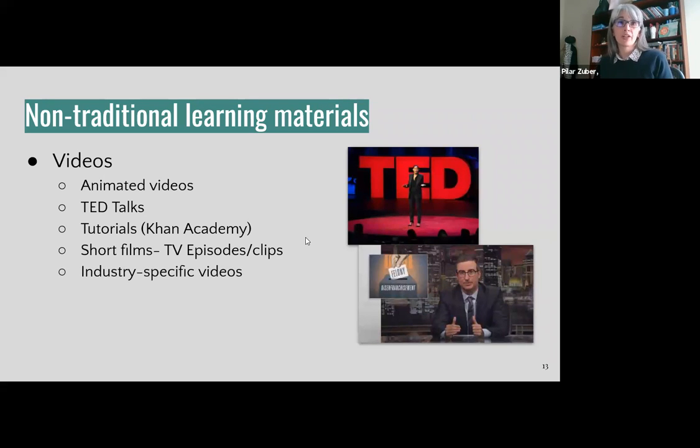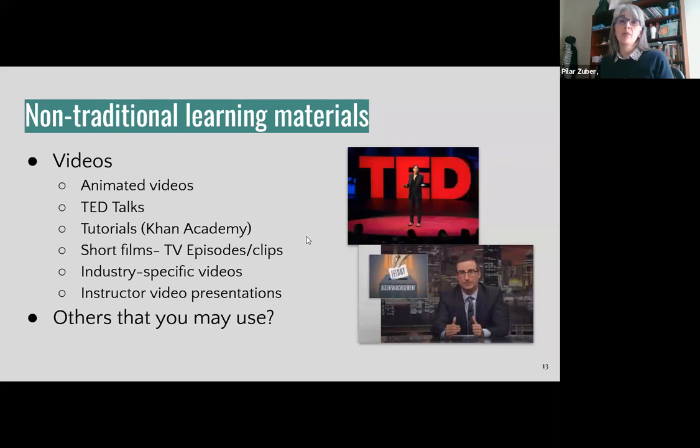And then some industry specific ones, professional organizations oftentimes put together recordings of webinars or short videos with information. And then the instructor video presentations, again, utilizing that kind of flipped classroom approach where you can say, here we are with this information, you watch this before we come to class, and then we can spend class time on more activity-based learning.